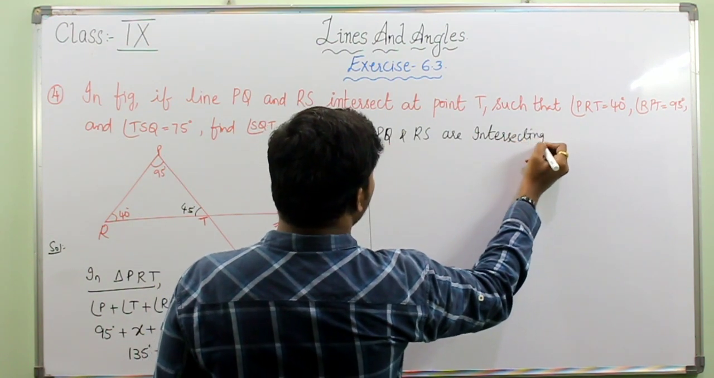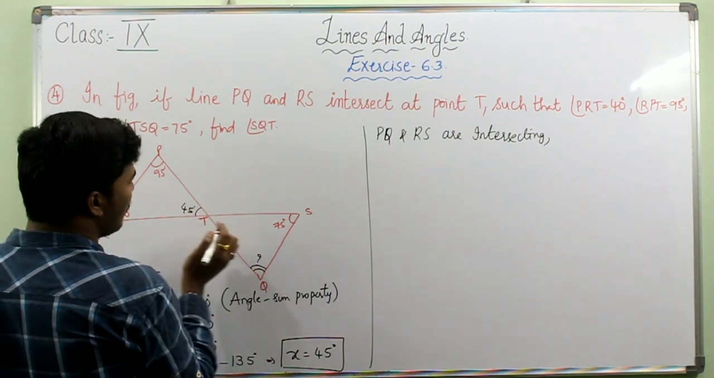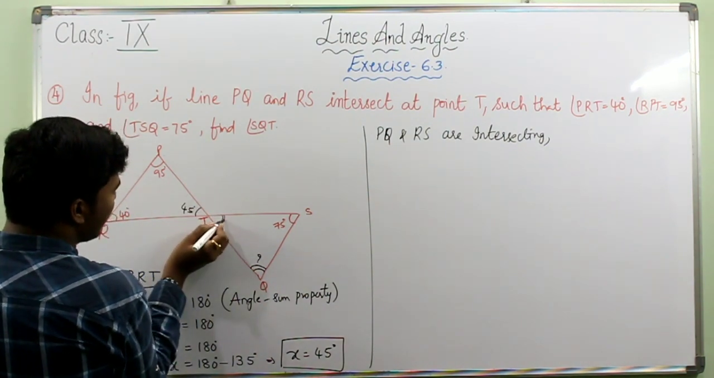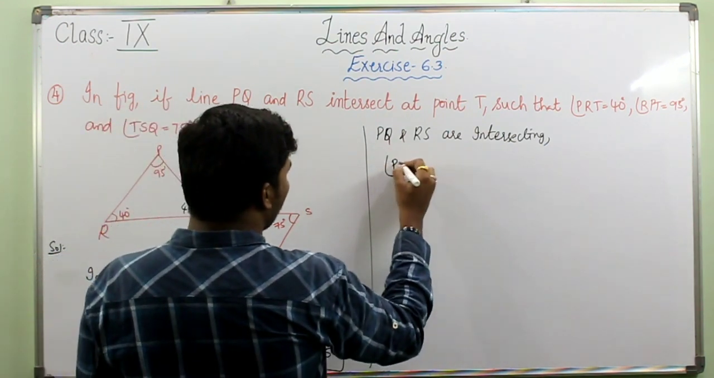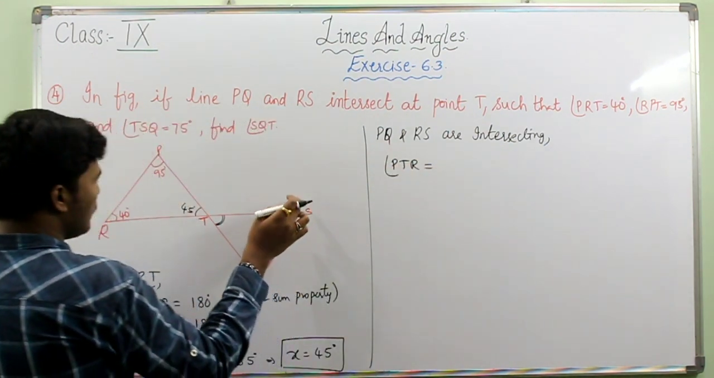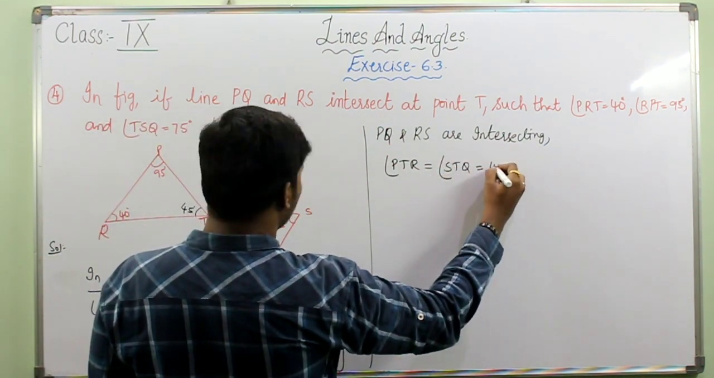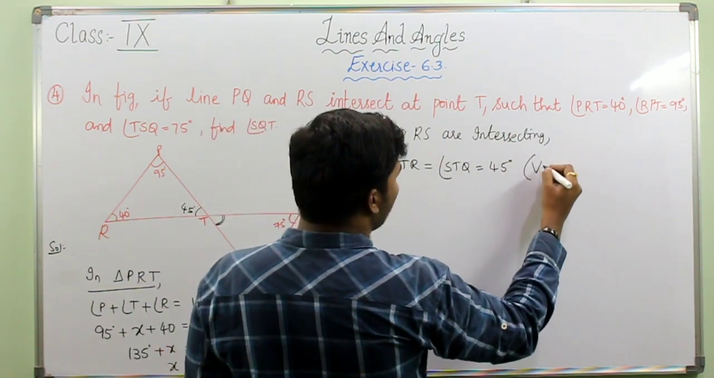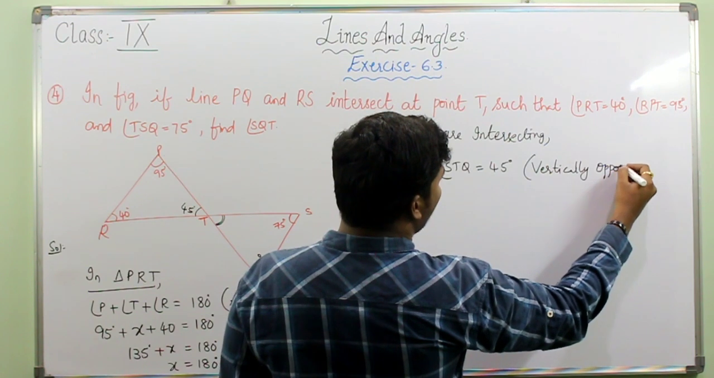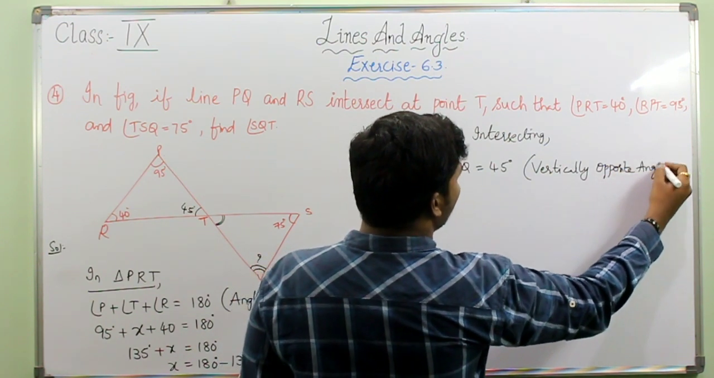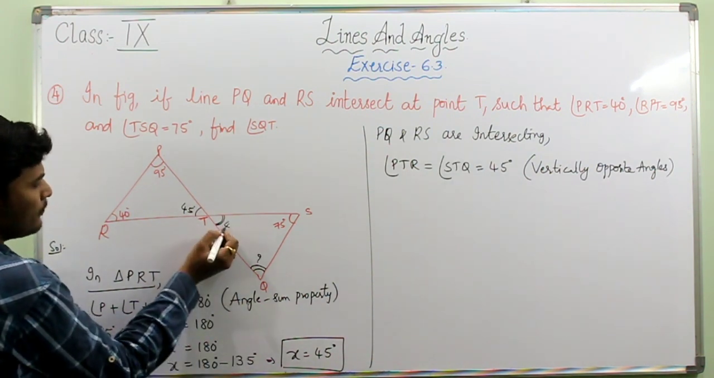Okay, as they are intersecting, these two lines will form vertically opposite angles. So that is angle PTR is equal to angle STQ is equal to 45 degrees. Why? Because they are vertically opposite angles. So now this became 45 degrees.